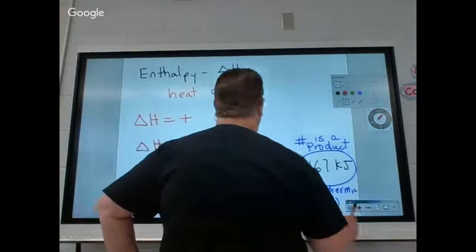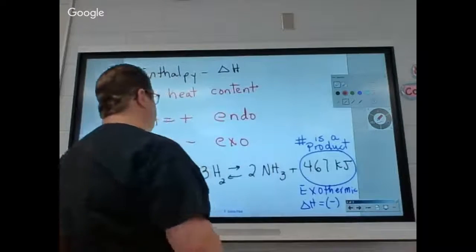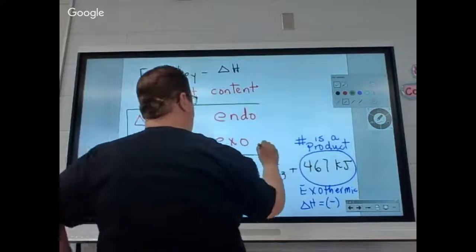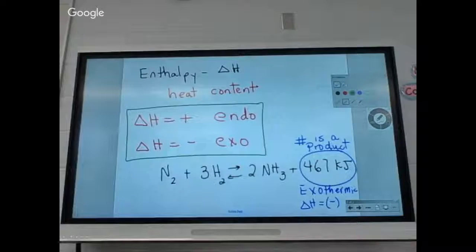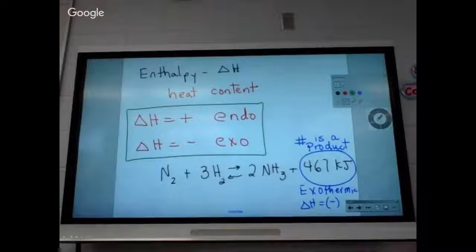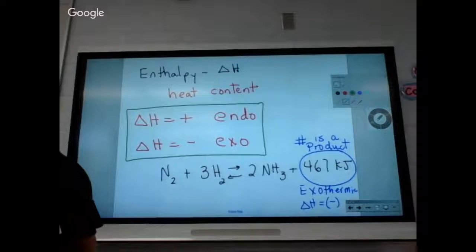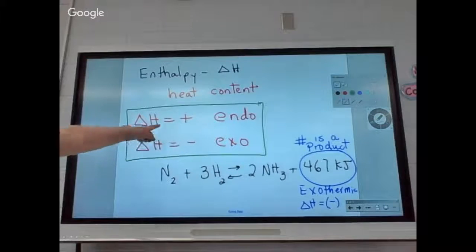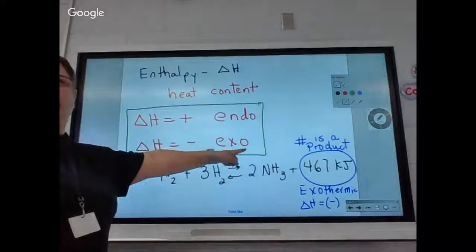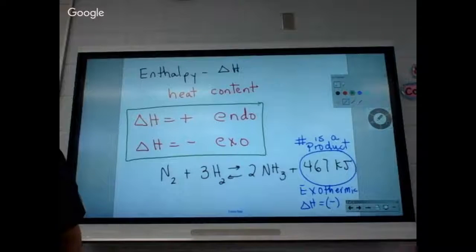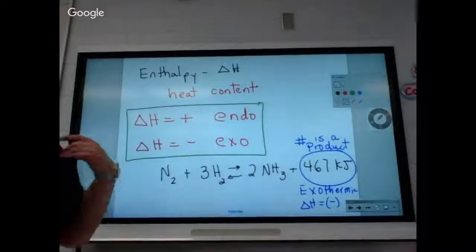Okay, now, this is the part people don't like. You should write in that little teal color right there. All right, you got to memorize this part. Anytime it's endothermic, delta H has what sign? It's positive. Anytime it's exothermic, delta H has what sign? You have to memorize that. There's no way around it. This is the downside to this topic.